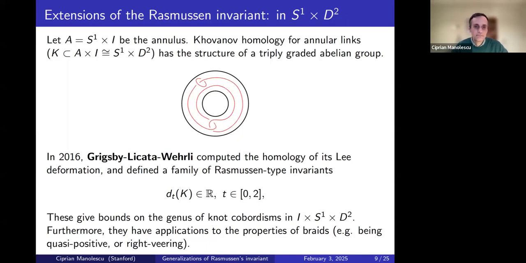That's good. They also have some applications to properties of braids, because if you have a braid, you can close it up inside the solid torus, and this tells you something about the braids, some properties, if it's quasi-positive or right veering, and they give some constraints on that. I will not get into the details, but that's what they did.